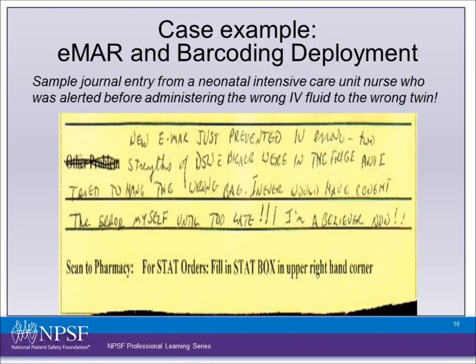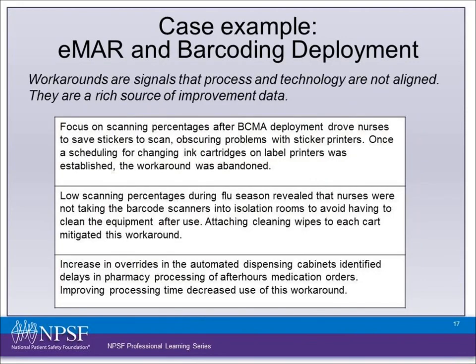and I tried to hang the wrong bag. I never would have caught this by myself until it was too late. I'm a believer now. This type of testimonial was used over and over again as we worked on growing adoption, and in almost every deployment we found one of these stories within the first 24 hours of being live on the technology.